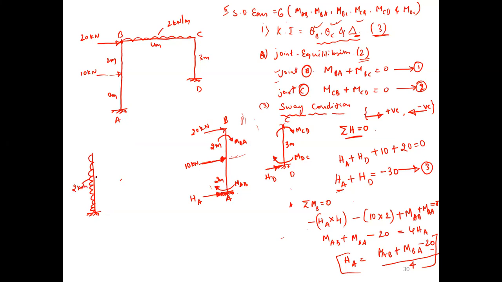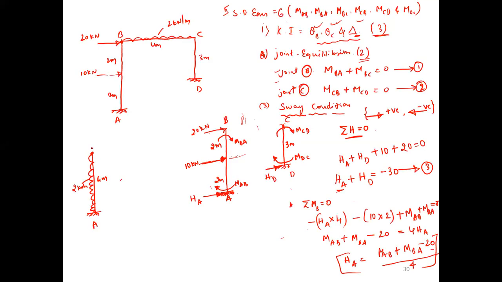2 kilonewton meter, 4 meter. Now tell me, what is HA, AB? MAB plus MBA. Minus 8 by 2. Minus 16 by 4.